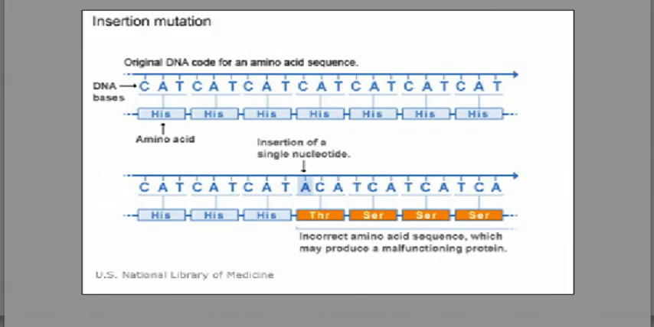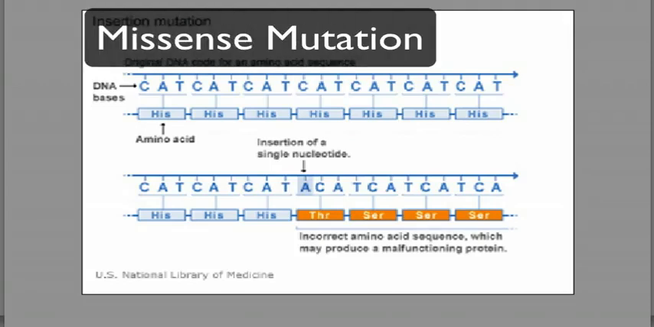So the point mutations that we've just discussed will have varying effects on the proteins depending on where they occur and if and how they change the resultant protein. Substitutions and indels may result in either missense, nonsense, or silent mutations. So the first one that we'll look at are missense mutations. And a missense mutation results in the substitution of one amino acid for another.